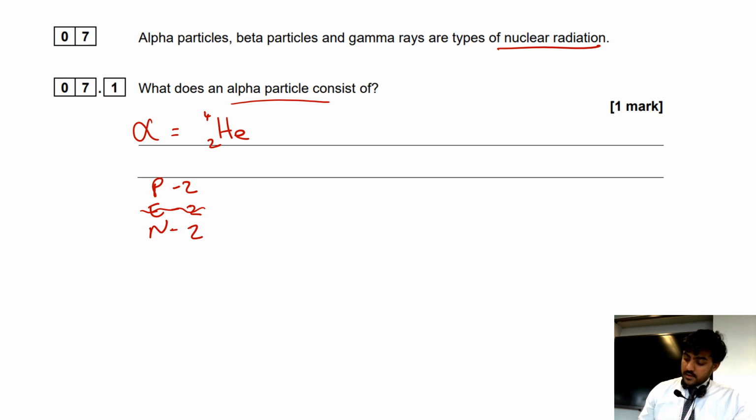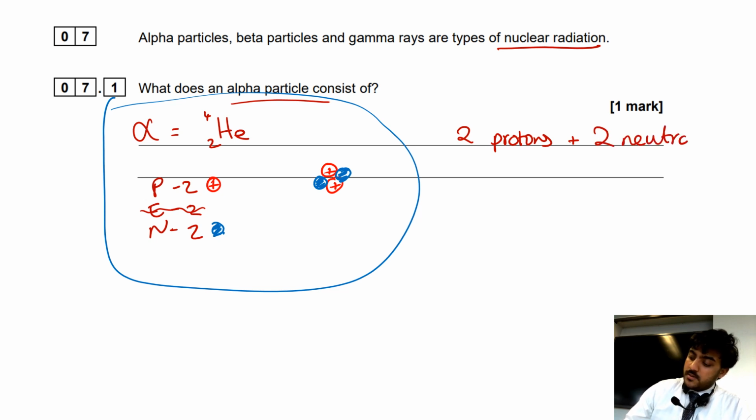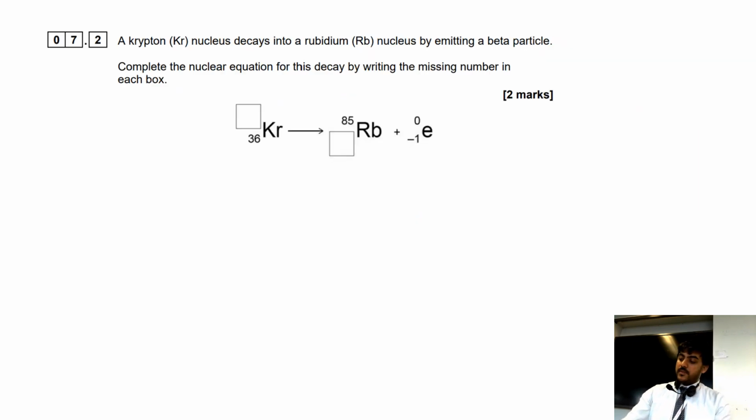So realistically, if I were to do this, protons like that, and my neutrons like this, my alpha particle will have 2 protons and 2 neutrons. Now, none of what I've just done, you don't have to write. You don't have to write any of this down. All you have to write down is that it has 2 protons plus 2 neutrons. That gets you the 1 mark. Next mark.